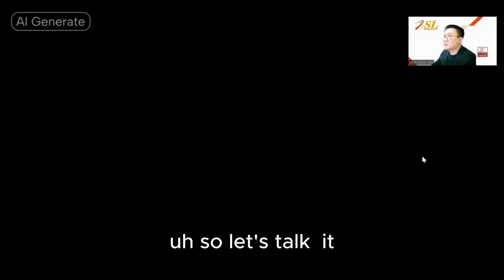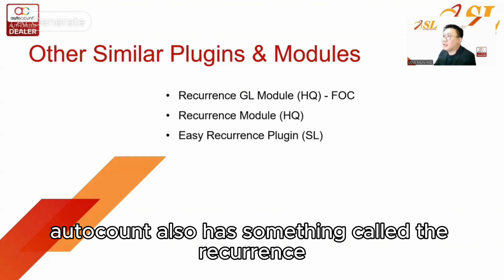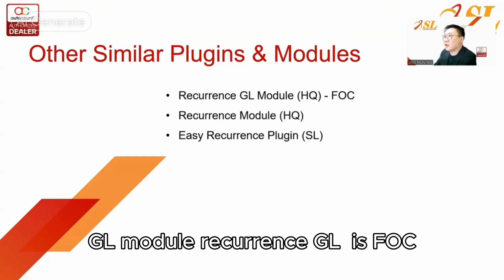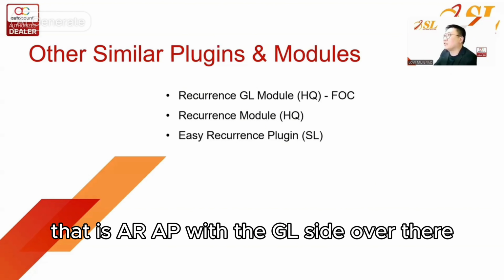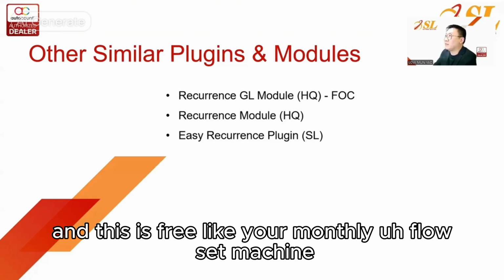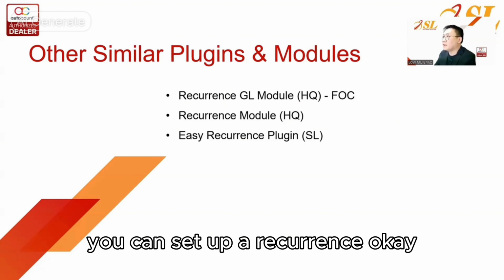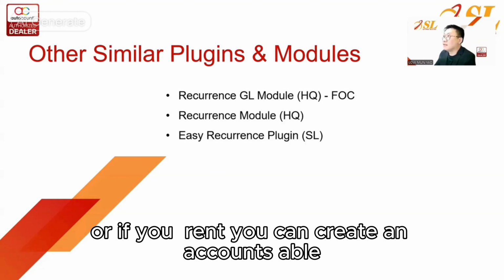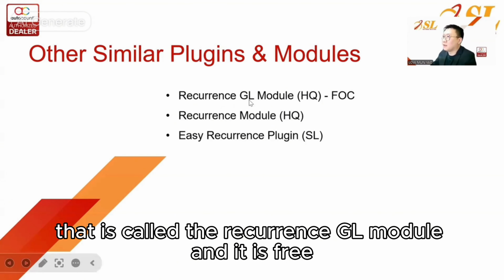So let's talk about it. Okay, besides this recurring billing, actually for similar repetitive tasks, AutoCount also has something called the Recurrence GL module. Recurrence GL is free. That is ARAP, with the GL side over there, and this is free, like your monthly fixed setup. If you want another party to bill you $100, you can set up a recurrence, okay? Or if you rent, you can create an accounts payable, repeating every month or batch post payment repetition. That is called the Recurrence GL module, and it is free.